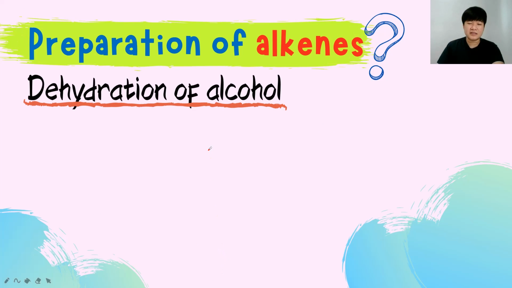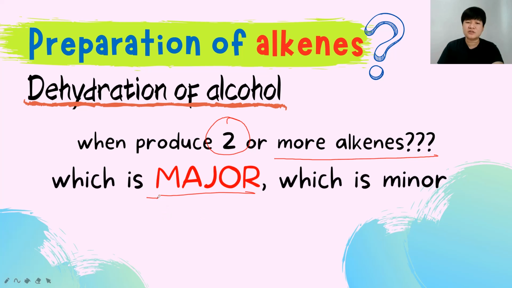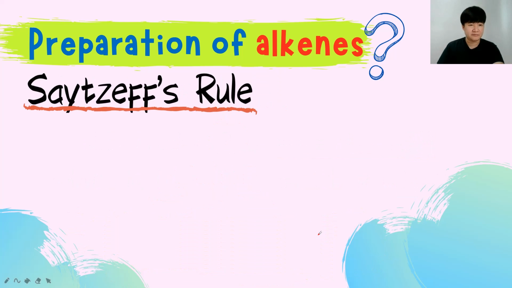So right now in the dehydration of alcohol, you can produce two or more alkenes. When you produce two or more alkenes, which one is actually major? Which one will be the minor product? Simple. We have Saytzeff's rule. Saytzeff's rule determines which one is the major product and which one is the minor product. So let's see what Saytzeff is trying to say.